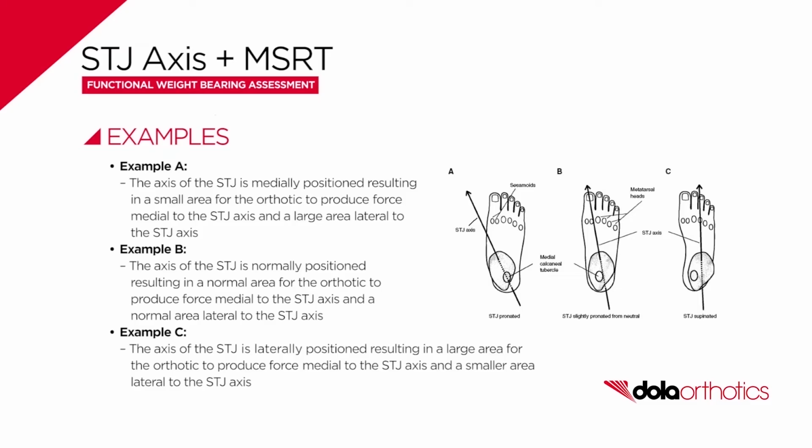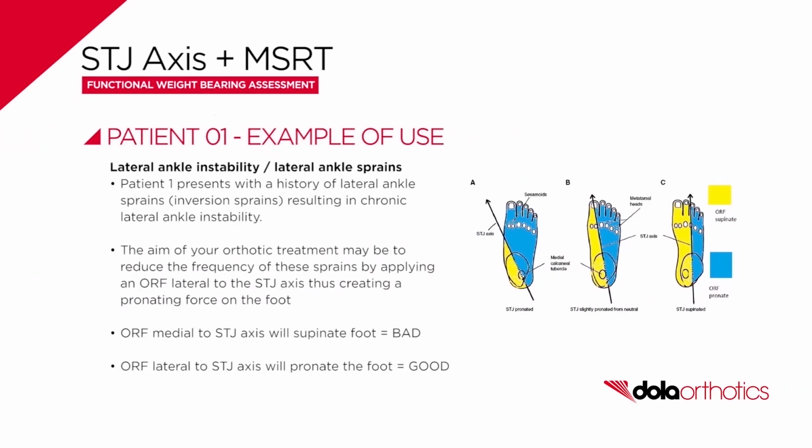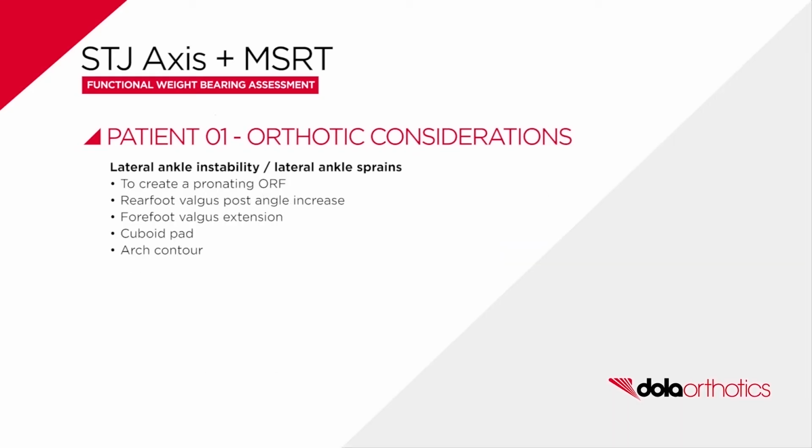As the orientation of the subtalar joint axis changes, the area medial and lateral to the joint axis changes, as well as the moment of the force. Orthotic reaction force applied medial to the subtalar joint axis will have a supinatory moment, while an orthotic reaction force applied lateral to the subtalar joint axis will apply a pronatory moment. Force applied on the joint axis itself will have no net effect.